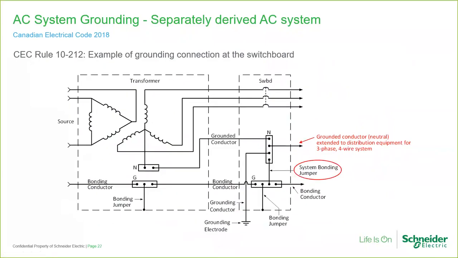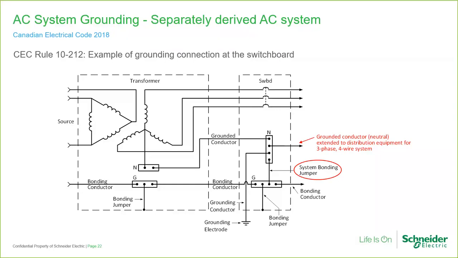This drawing shows the neutral of a separately derived system being grounded instead at the switchboard, not at the transformer. So here's the grounding conductor, and here's the system bonding jumper at the first switch controlling the system. Now between the transformer and main switchboard, the grounded conductor carries neutral load currents during normal operation and ground fault current during a ground fault.